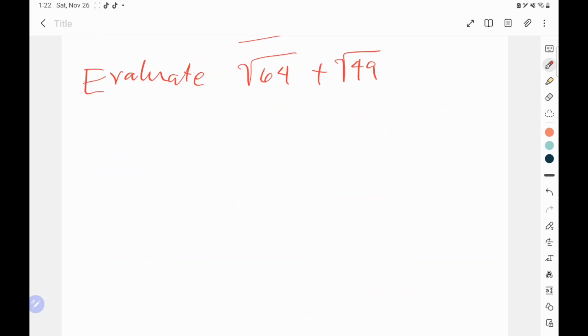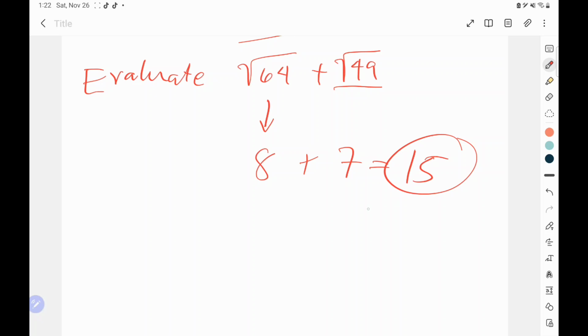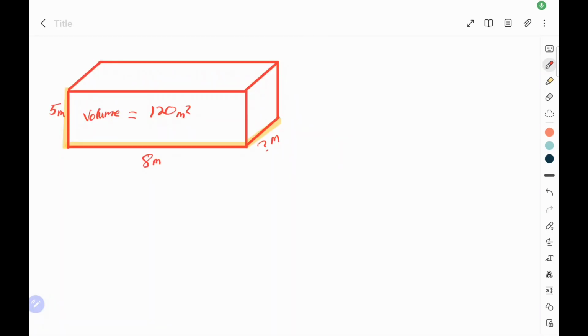Okay, let's try this one here. Evaluate the square root of 64 plus the square root of 49. We know the square root of 64 is 8, plus the square root of 49, which is 7. So 8 plus 7 is equal to 15. All you have to do is memorize the perfect squares under 100.